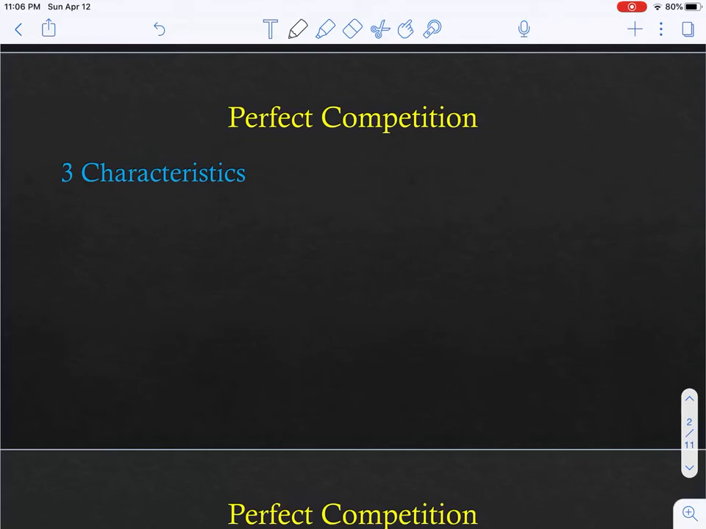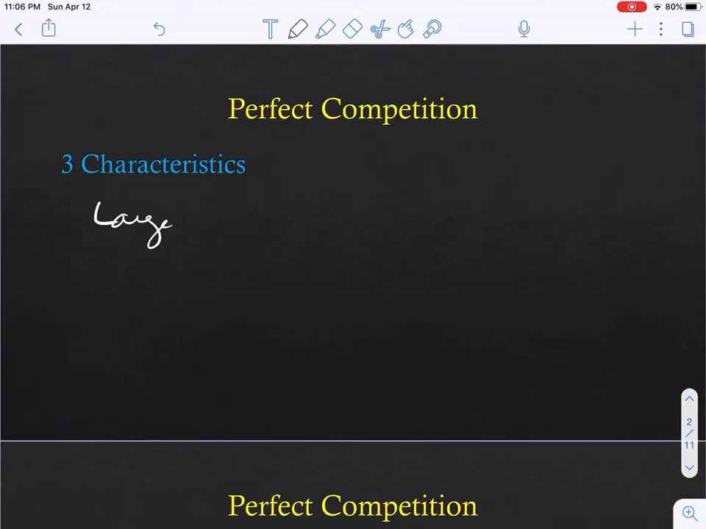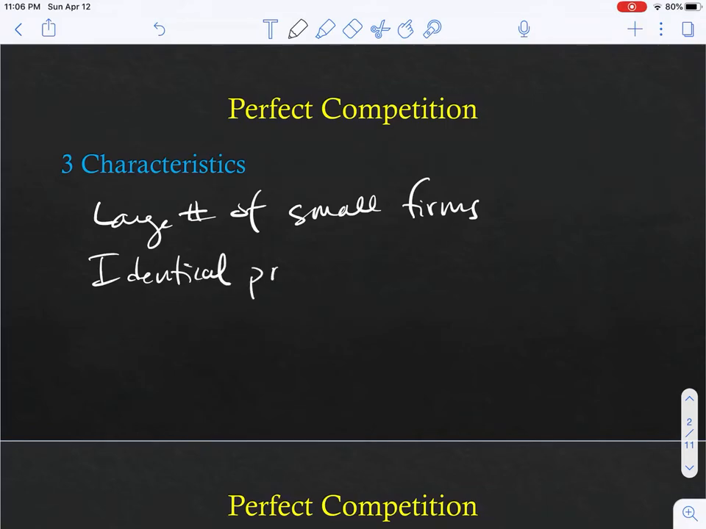So let's get started. Perfect competition, or sometimes referred to as perfectly competitive markets. This is the one endpoint on that spectrum. And the three characteristics, the number of firms, we're going to say there's a large number of small firms. Right, so lots of firms. Type of product, identical products or product. Some people refer to this as homogeneous products. That is, it's all the same.